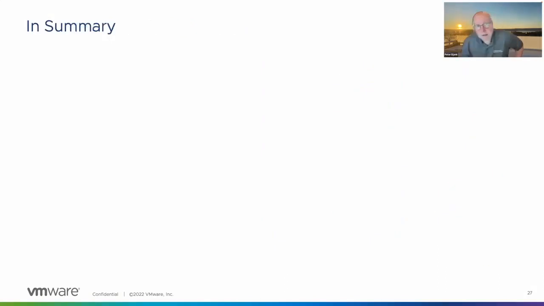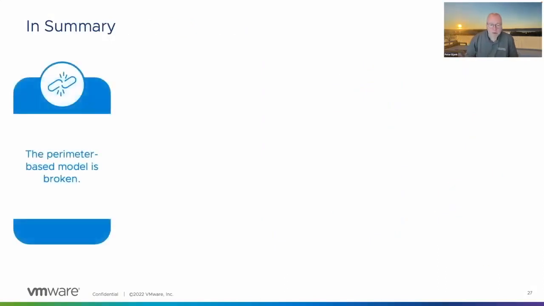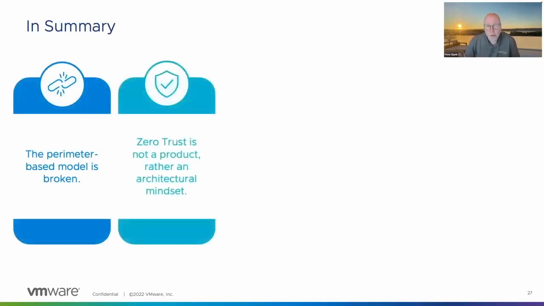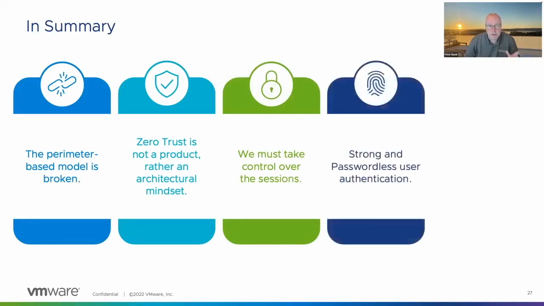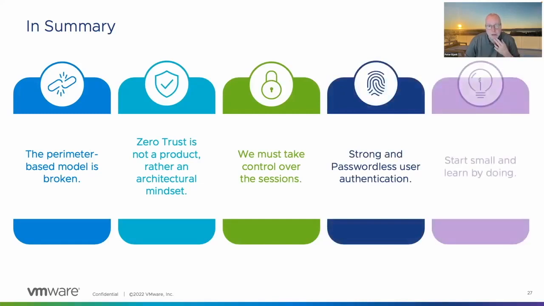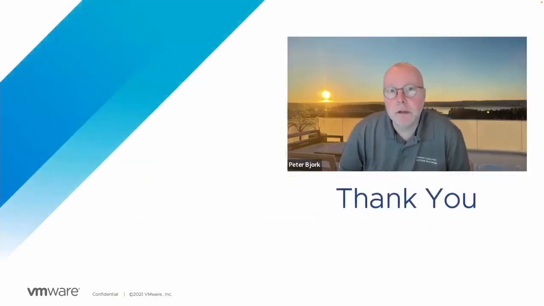So to wrap this session up, the perimeter-based model is broken. I think and hope we all can agree on that. Zero Trust is not a product, it's an architectural mindset. We must start to take control over the session and start to implement continuous enforcement capabilities. We must implement a strong user validation and start small and learn by doing. Thank you very much for listening to this session.